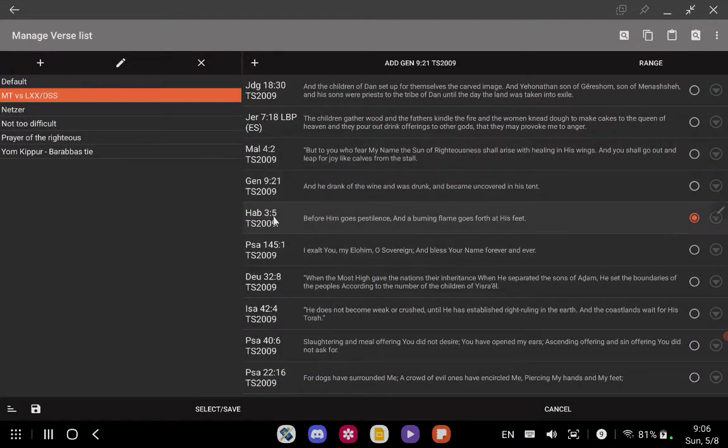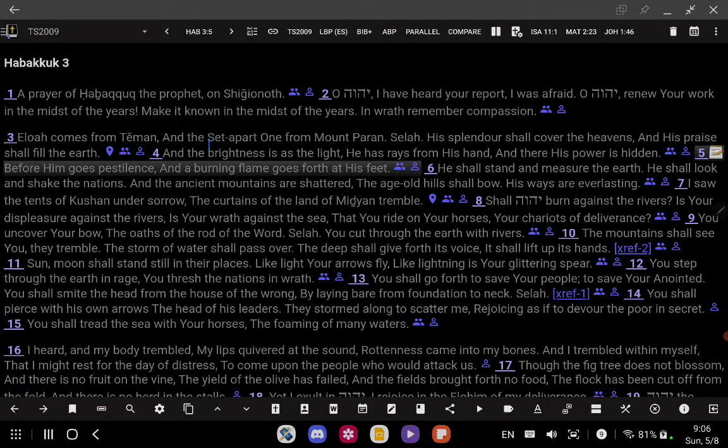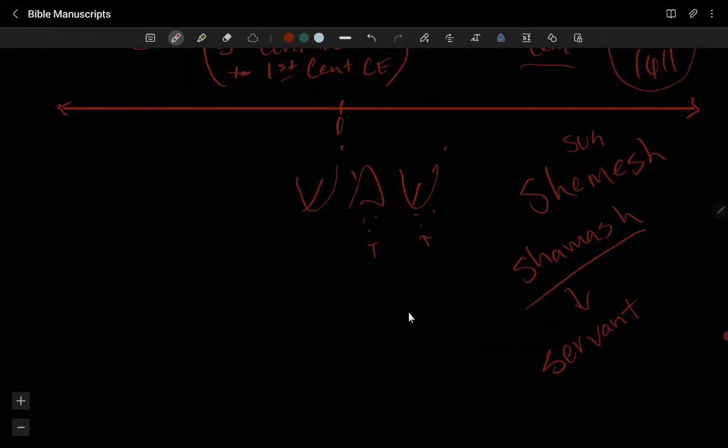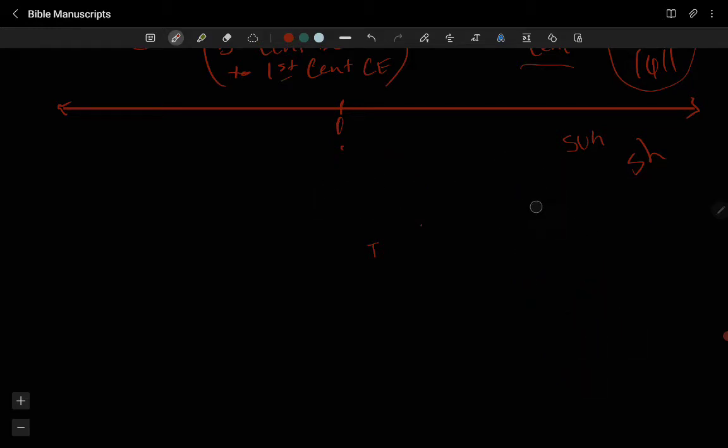So Habakkuk 3:5. All right, let me look at my notes here. So this is interesting. Before him goes pestilence, and a burning flame goes forth at his feet. What's interesting here is the Masoretic Text and others translate this as pestilence because of the vowels for DBR or DVR. Let me show you that real quick. Let me erase these somewhat.